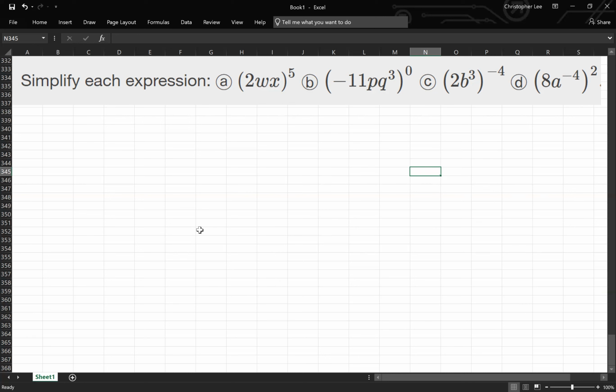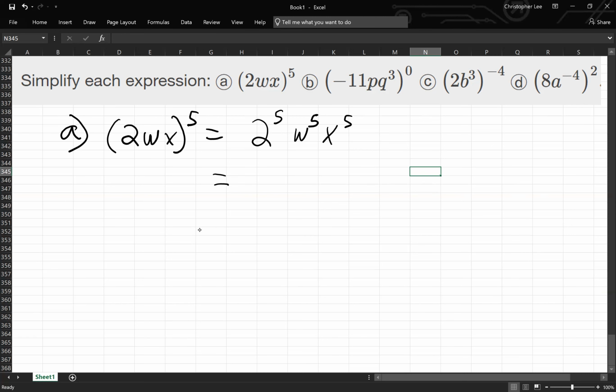All right, let's take a look. So I got A, right? In A, what do we have? We have 2wx to the fifth power. What does that become? Okay, it probably is 32. 2 to the fifth, w to the fifth, x to the fifth, and you said that 2 to the fifth is 32? All right, I trust you. 32, w to the fifth, x to the fifth. Questions on that? That's it? That's it. Well, no. Fraction. Nope, it's not negative.